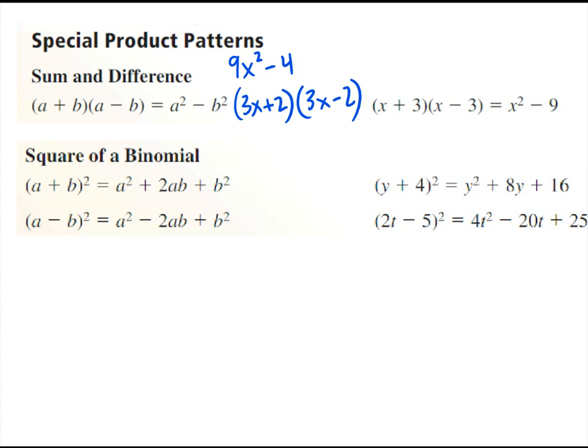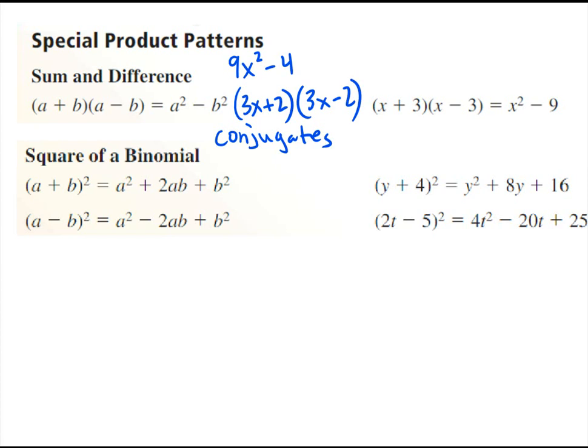If you see factors like these, where they're exactly the same and the only thing different are the signs in the middle, first of all, there's a special name for factors like these. These are called conjugates. So conjugates is when pretty much everything is exactly the same except for just the signs in the middle. One's a plus, one's a minus.